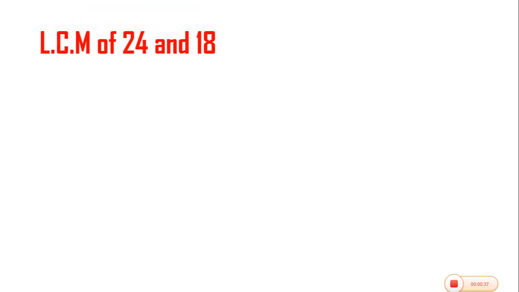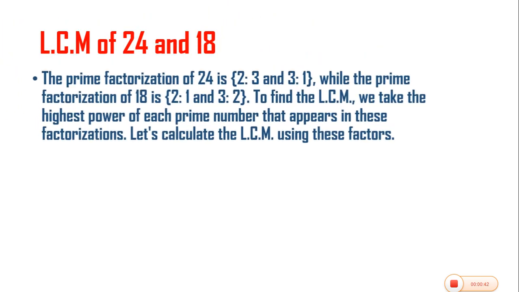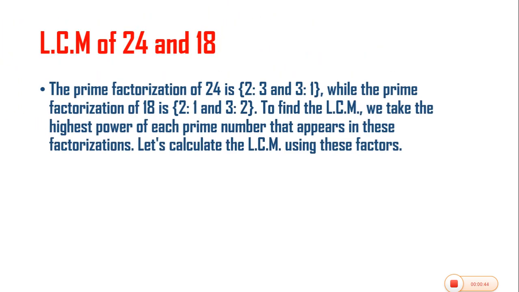Let's find the LCM of 24 and 18 using the index method. Step 1. The prime factorization of 24 is 2 raised to power 3 and 3 raised to power 1, while the prime factorization of 18 is 2 raised to power 1 and 3 raised to power 2. To find the LCM, we take the highest power of each prime number that appears.